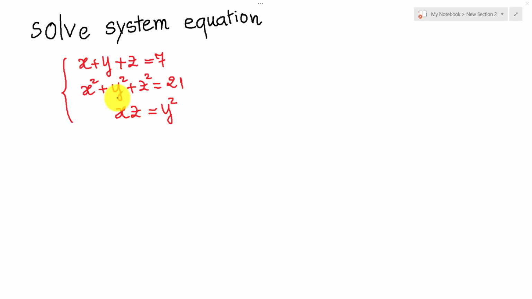The video will teach you how to solve a system of equations. We have x plus y plus z is equal to 7, and x squared plus y squared plus z squared is equal to 21, and x multiplied by z is equal to y squared.